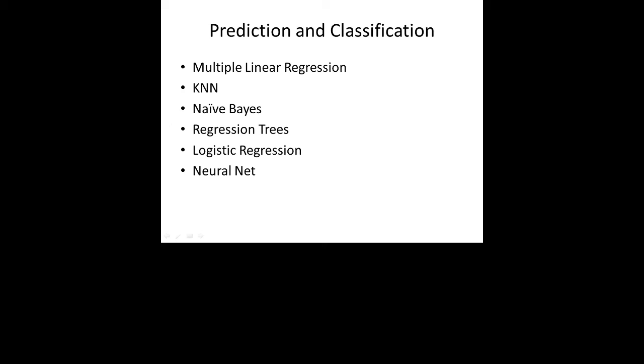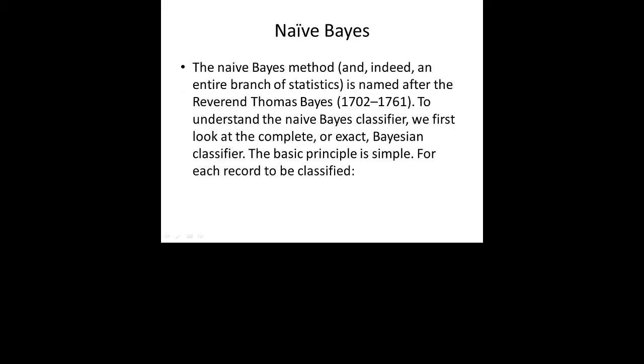Here are the different methods in prediction and classification. We have multiple linear regression, KNN, naive Bayes, regression trees, logistic regression, neural networks, and some other ensemble techniques. What we are covering today is naive Bayes, since multiple linear regression and KNN are pretty basic, so we're going to proceed to naive Bayes.